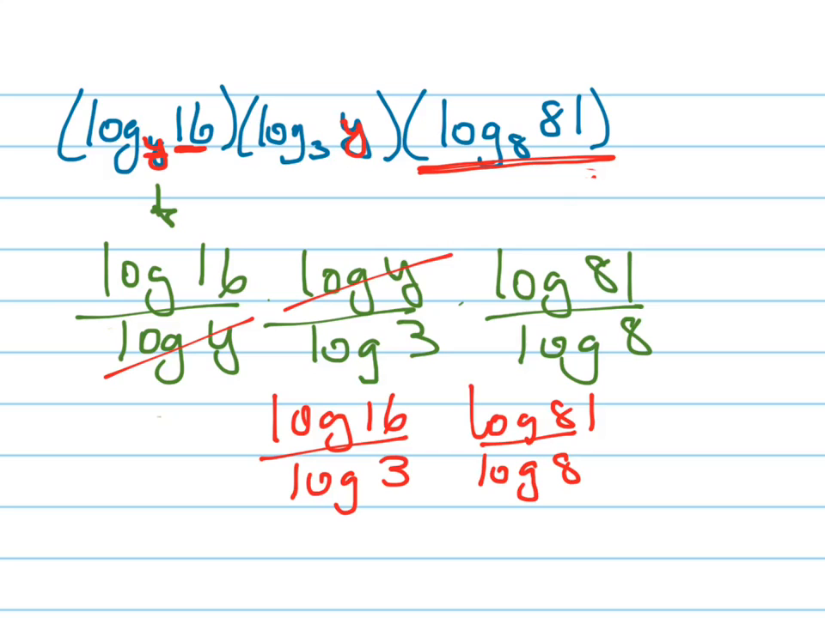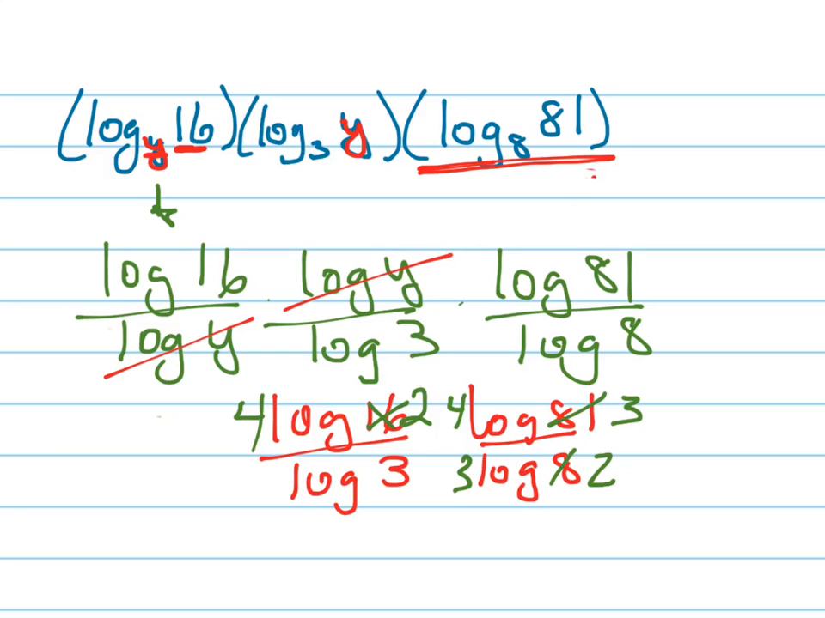And now I can even simplify these more. Let me go ahead and change this. I'll change colors. Let me change this into a base 2. So this is going to be 2 and the 4 would come in front. And let me change this into base 2. That's going to be a 2 and a 3 would come in front. This is a base 3 and a 4 would come in front.